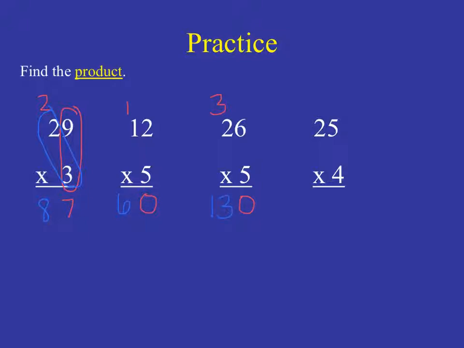And finally, we've got 5 times 4 is 20. Regroup the 2. 2 times 4 is 8, plus 2 is going to be 10, so 100. Again, no bonus points for getting those correct, but you can certainly give yourself a pat on the back.